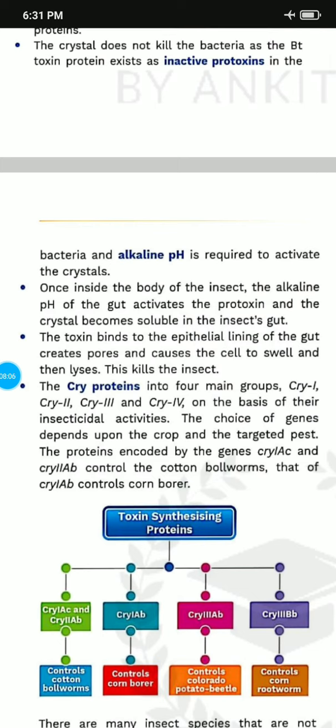When it goes inside the body of an insect, that is, when it is eaten by the insect, the alkaline pH of the insect gut converts the inactive protoxin into a toxic form. This toxin binds to the gut epithelial lining and creates pores, which cause the cells to swell and then break down, and because of that the insect is killed.